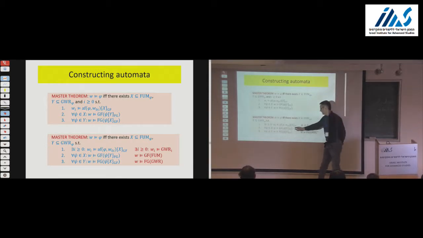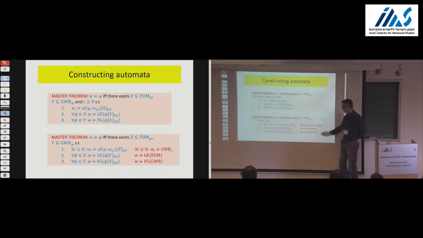Remember, this theorem is going to help us because each of these checks is a check where this formula here is an FUM formula. So actually, this is a check of the form W satisfies GF FUM. And we know how to do that. We did it explicitly, right? It was very simple. The same happens here with this. Here, remember, we need to use Rabin automata if we want deterministic automata, because for formulas of the form FG something in GWR, there may be no deterministic Büchi automaton.